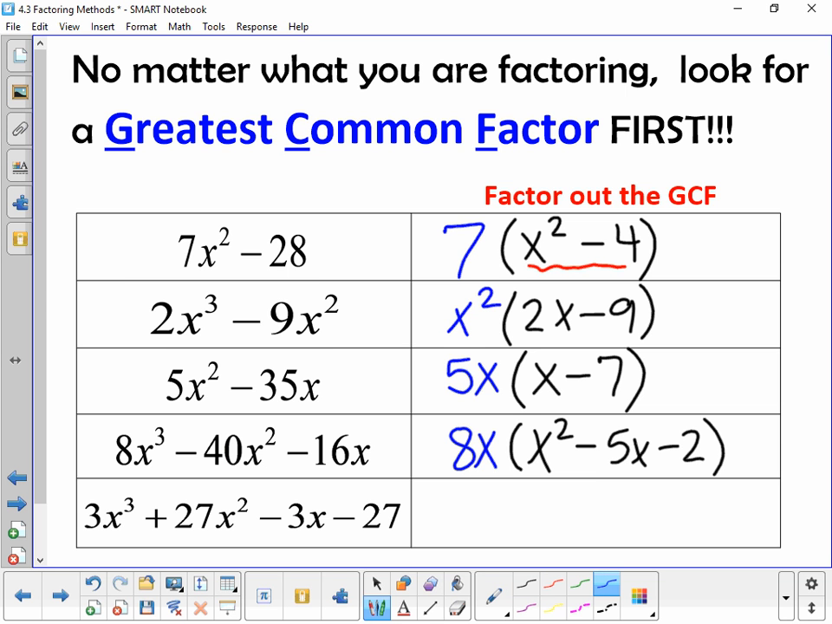Last one, even if there's lots and lots of terms, like here's 4 terms, we can still look for a common factor. We have a 3x to the third, a 27x squared, a minus 3x, and a minus 27. Those all have a factor of 3 in common. And when we factor that 3 out, we're left with x to the third plus 9x squared minus x, and then a minus 9. So everything we look at today, pause and think about, does it have a common factor?